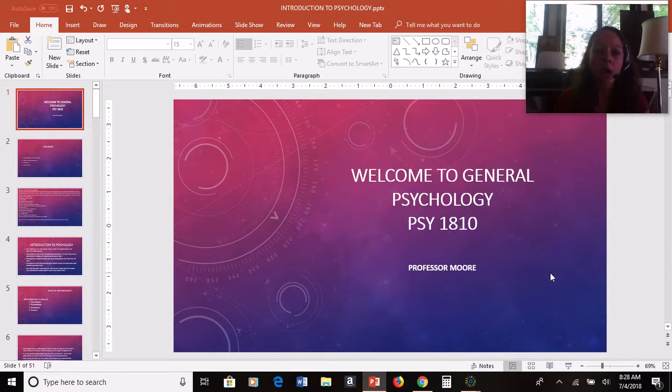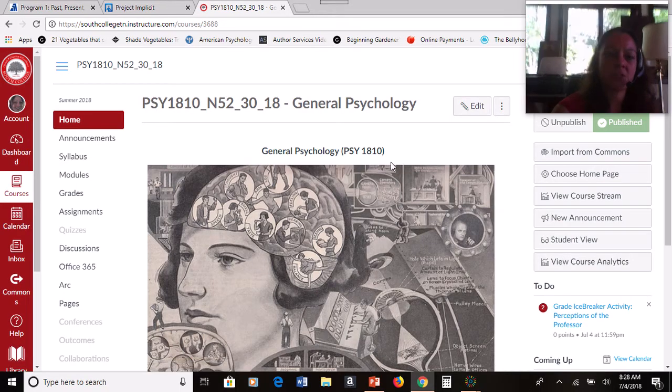So what I want to do in this lecture is just quickly walk us through our Canvas shell and then go over our lecture notes, just a little introduction to psychology. I'll talk a little bit about the different theorists and go into the history of psychology. And then we'll also look at some of the key scientific points of psychology. So let's start in our Canvas shell.